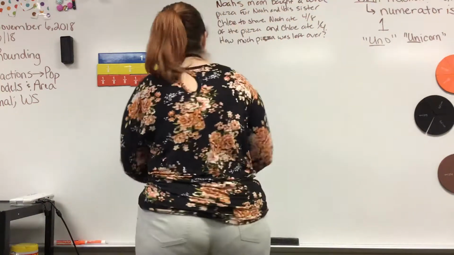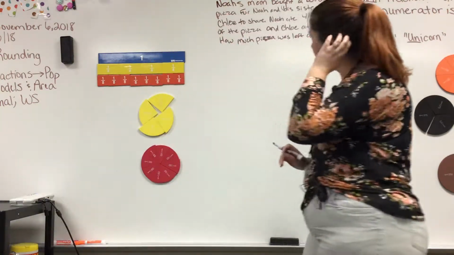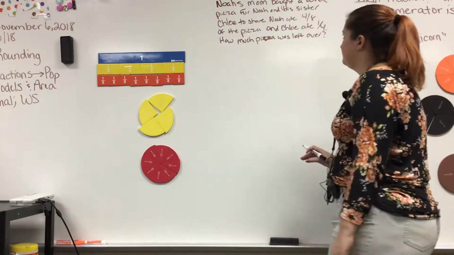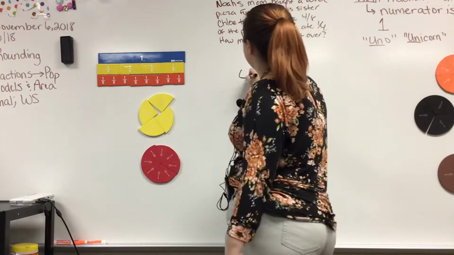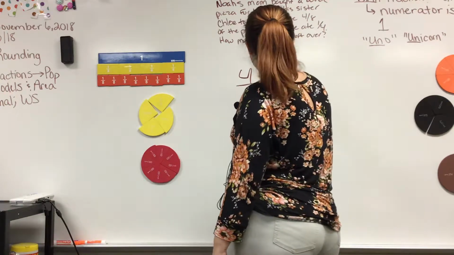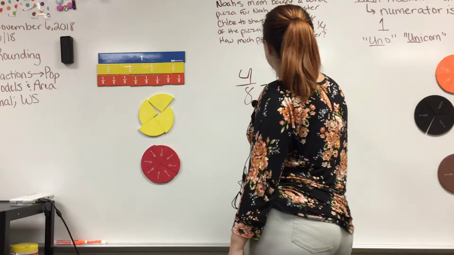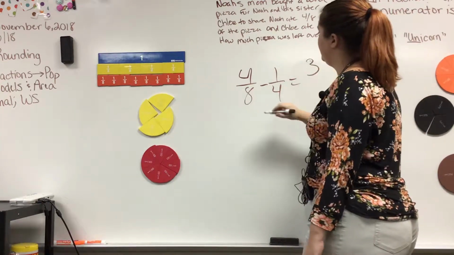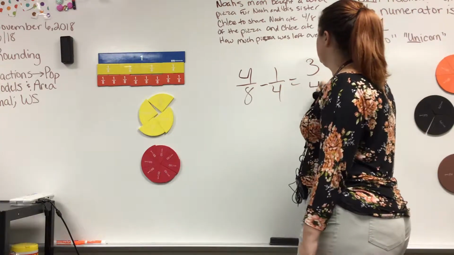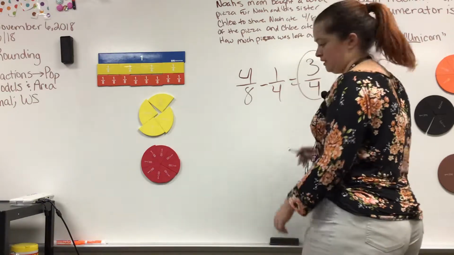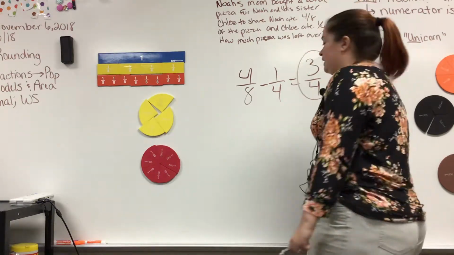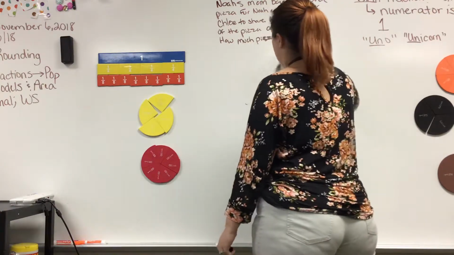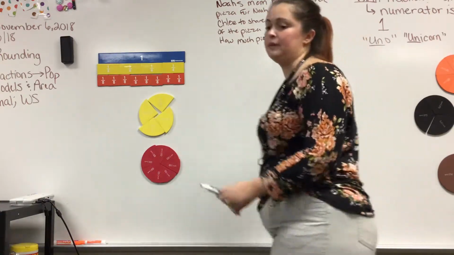Now another common misconception when subtracting fractions is that students will look at the problem and say, oh, okay, 4/8 minus 1/4 equals, okay, subtract my numerators. 4 minus 1 is 3. 8 minus 4 is 4. Okay, so my answer is 3/4. That's a common misconception because you cannot add or subtract fractions without finding the common denominator.